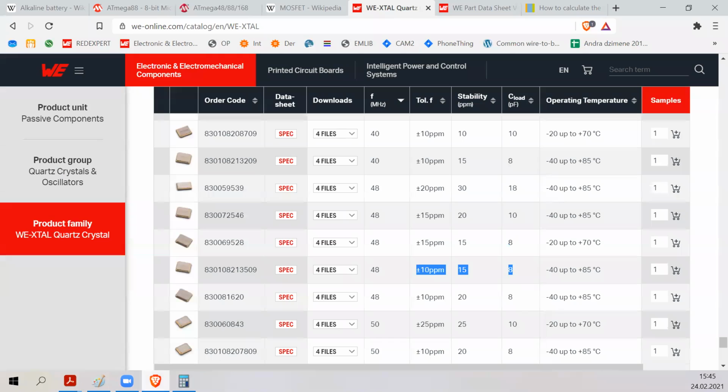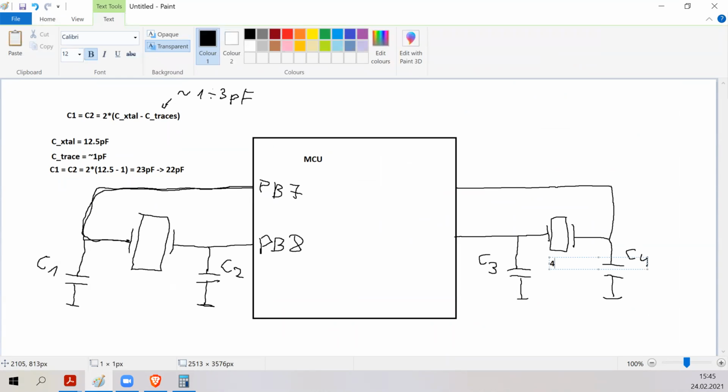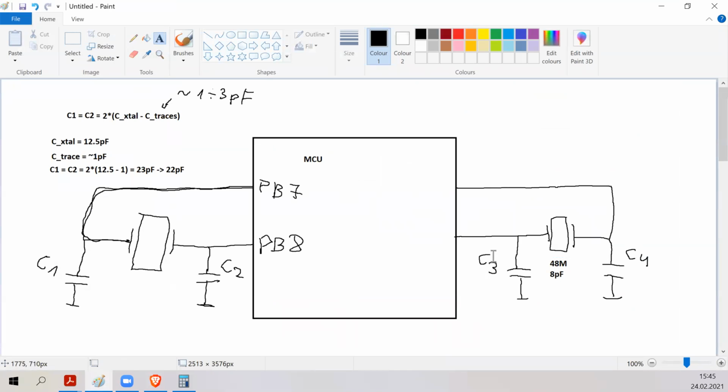So if I tell you that the crystal is 48 megahertz and 8 picofarad, now your job is to quickly calculate the value of C3 and C4. And you can see the example here. So maybe you can calculate capacitance C3 and C4 values and tell them to me, and then we can check out if it's correct or not. Okay, so write in the chat what is the value of C3 and C4.